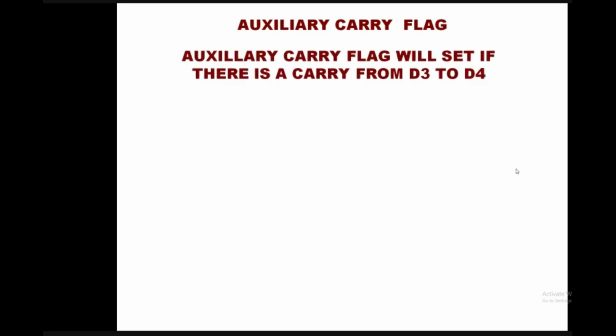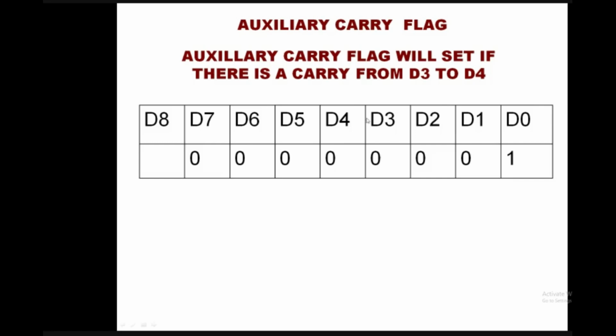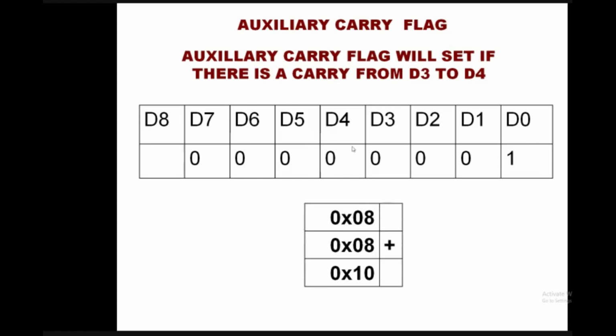Another interesting thing is the auxiliary carry flag. This flag will set if there is a carry from D3 to D4. So if there is a carry from D7 to D8, the carry flag will set. If there is a carry from D3 to D4, then the auxiliary carry flag will set. This auxiliary carry flag is very useful for BCD addition, binary coded decimal addition. We'll be talking about that soon when we do some arithmetic operations.